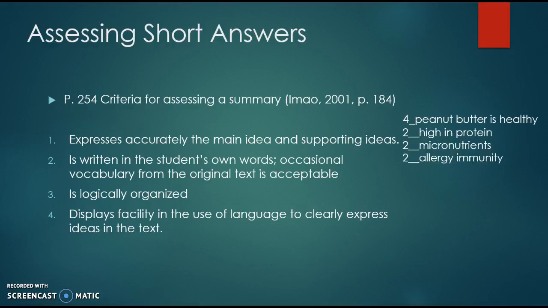Or you might want to even be more specific on your answer key. You might want to say something like the student gets 4 points if they have the idea that peanut butter is healthy, that 2 points for each of the supporting ideas, and you would be looking for those words in their summary. I did want to make a quick point about the number 2, that the summary is written in the student's own words, but the vocabulary of the text is acceptable. We do want students to use the appropriate vocabulary, but we don't want them to just copy a whole sentence, which some students try to do to get the right answer.